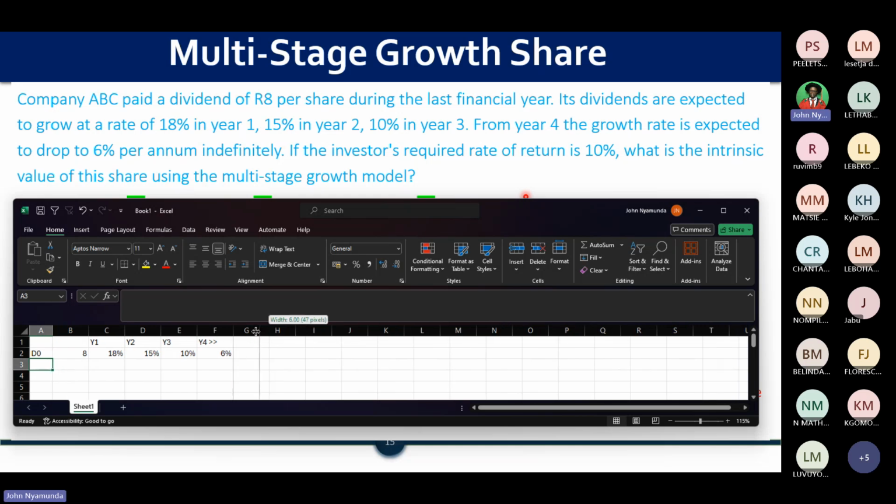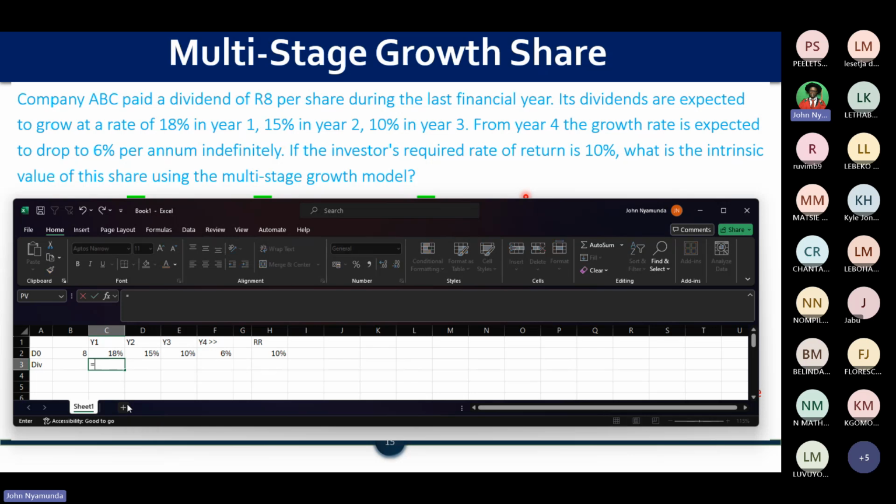Then we are going to skip a line there, and say our required return is 10%. I was so happy this week when somebody said, no, your calculations are wrong. Yes, that's what I want, because it helps. So in year 1, the dividend is going to be the actual dividend here times 1 plus 18%.